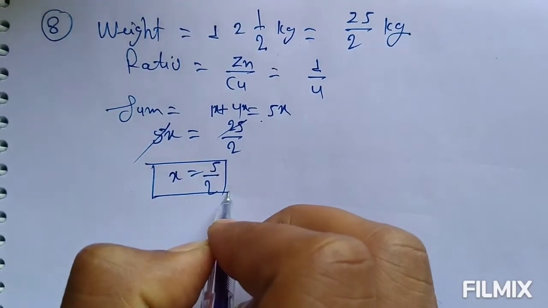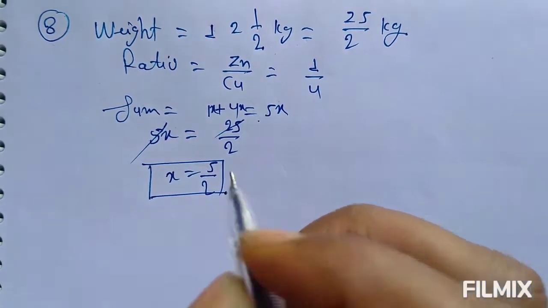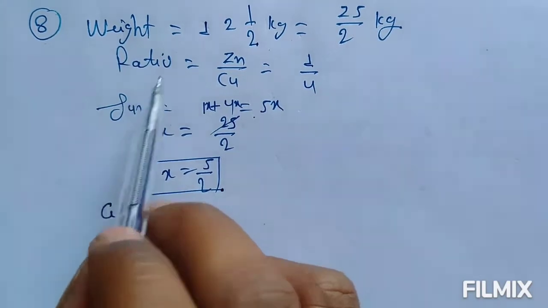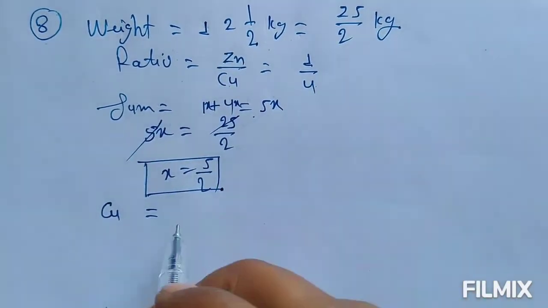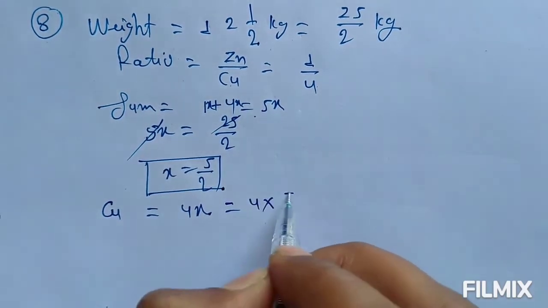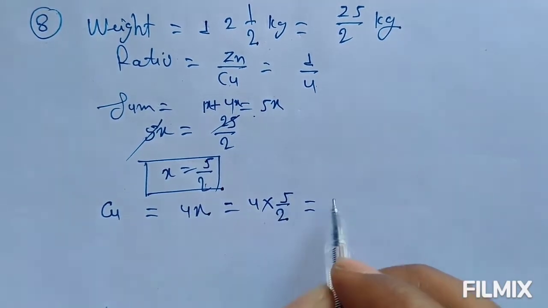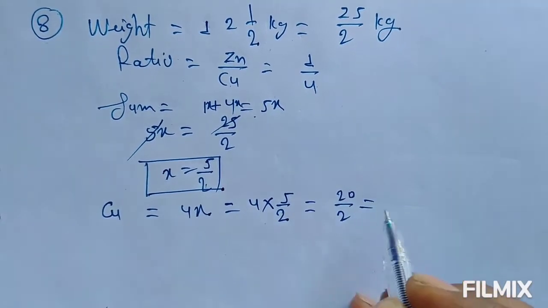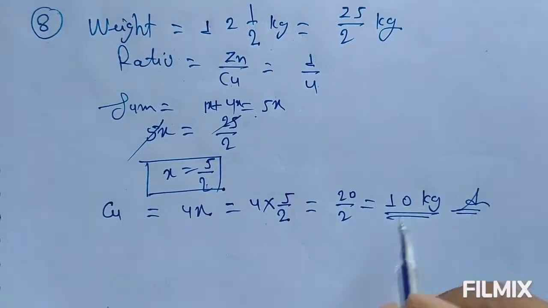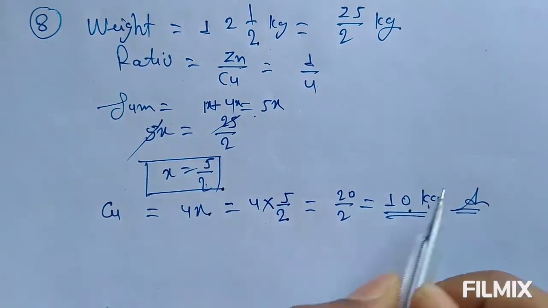The question asks about the weight of copper. Then weight of Cu equal to, what is Cu? Cu is 4, means 4x equal to 4 into 5/2. 4 into 5/2, 4 times 5 is 20, over 2, equal to 10 kilogram. This is the answer. Copper is 10 kilogram, so zinc will be 2.5 kilogram, or 2 whole 1/2 kilogram.